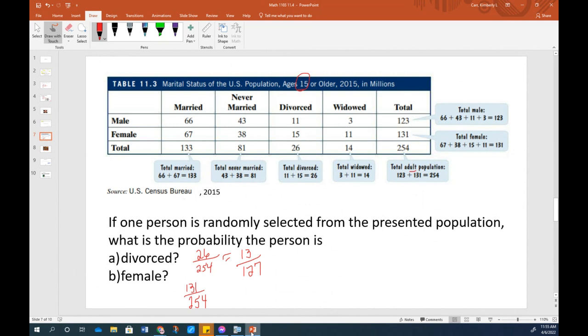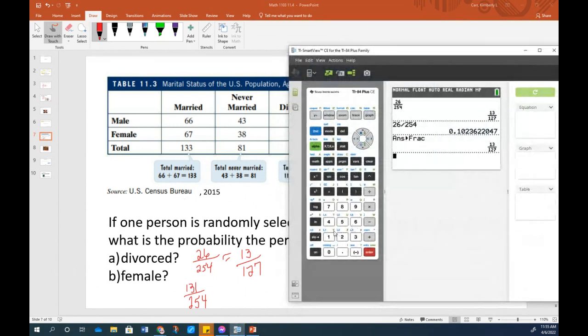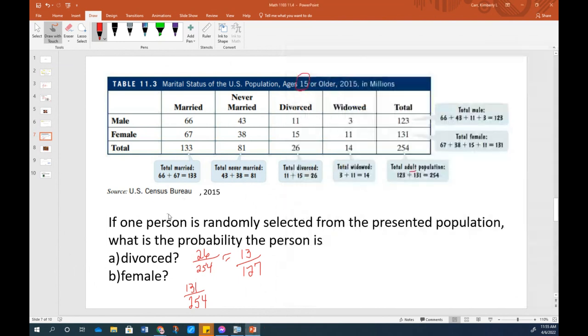So that very well may be the reduced fraction, but I'm just going to check. So we have 131 over 254. And that gave me the same number, so I know that that is reduced. Nothing else to do there.